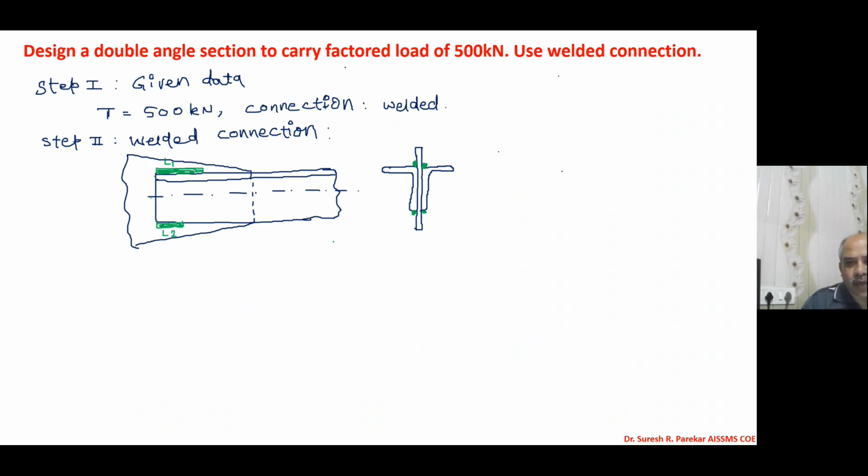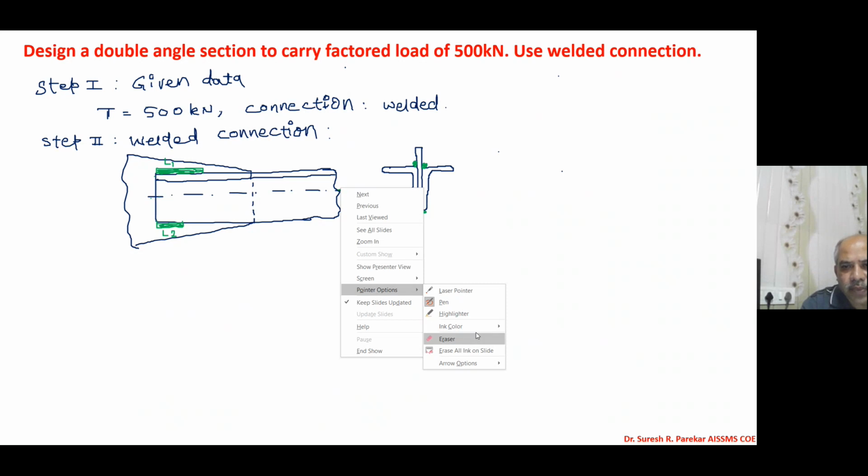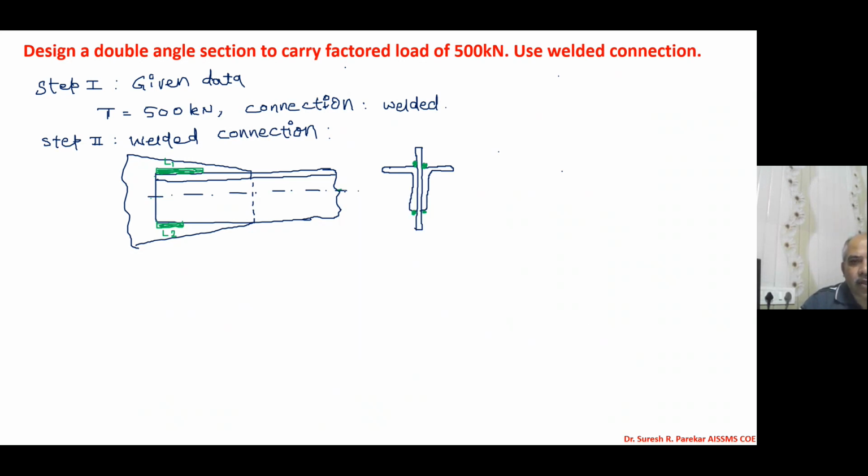And then we have to go for the force. Now this force we are going to consider as 250 because we have double angle, and due to double angle, 250 will be for one angle and 250 for the second angle. So this also 250 kilonewton, this also 250 kilonewton.